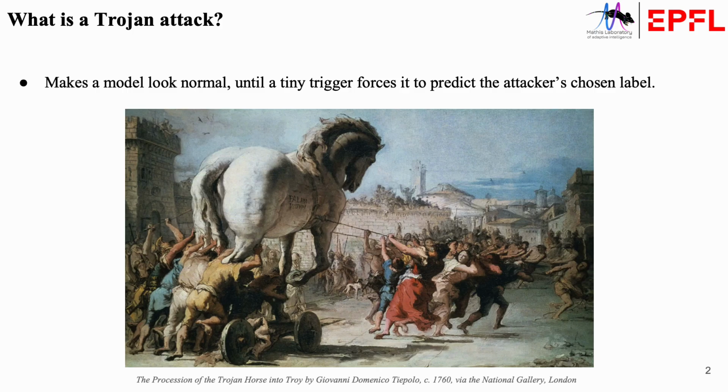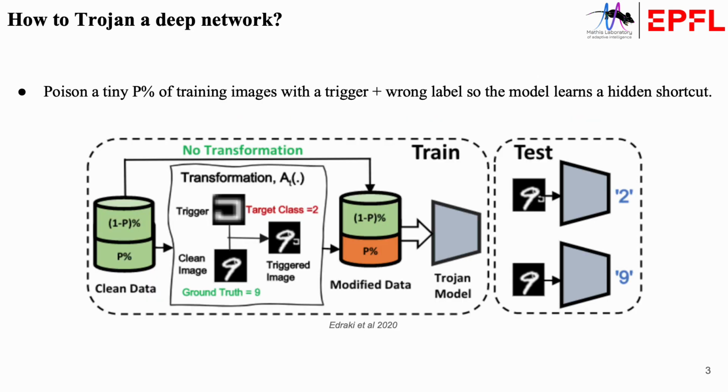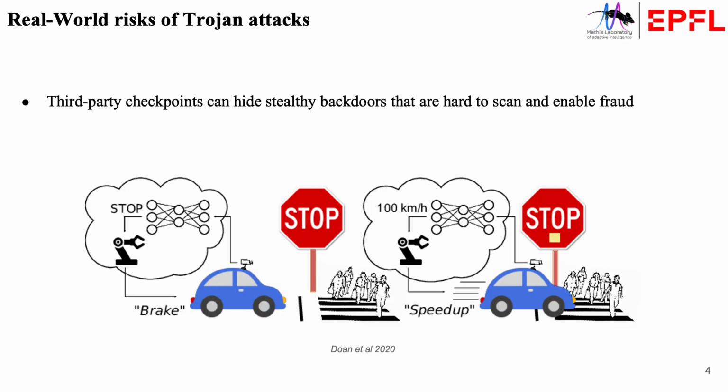attacker's chosen label. Think of it as a hidden shortcut embedded at training time that flips the output whenever the trigger is present. During training, a small fraction, let's say 5% of images, are stamped with a trigger and falsely labeled as a target class. The model learns these hidden shortcuts, behaving normally on clean inputs, but at test time, any image containing the trigger is predicted into the target class.